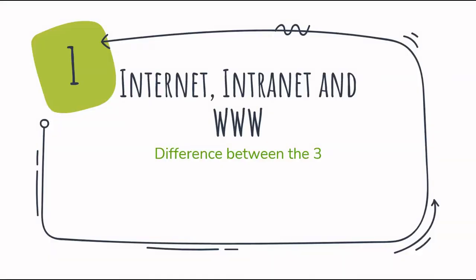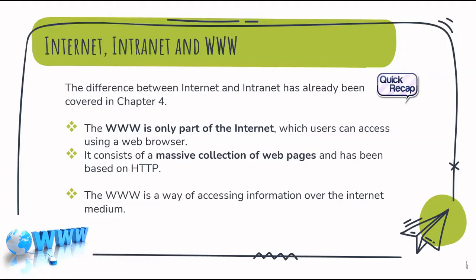The first thing we are discussing as part of 10.2 is the difference between internet, intranet and www. The difference between internet and intranet has actually already been covered in chapter 4 and you had this for term 1 exam, that the internet is a public network while an intranet is a private network within an organization or a building, and the intranet has much more security features and proxy server than an internet.